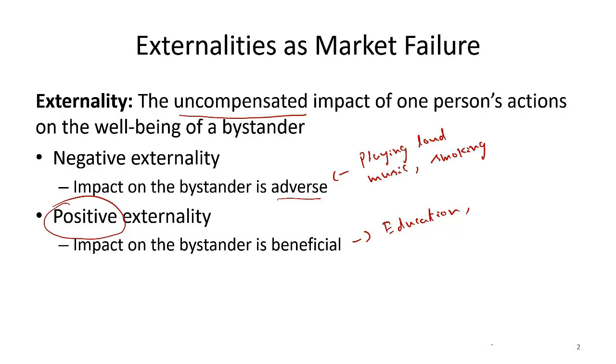Or say using nice perfumes, right? When you use perfume, it not only makes you feel better, but it can also make other people close by feel better. Do people pay you for that? Of course not. So these are examples of positive externalities. Let's try to understand how it can lead to market failure. We'll start with negative externalities and how they can lead to inefficiency. So let's start with negative externalities.